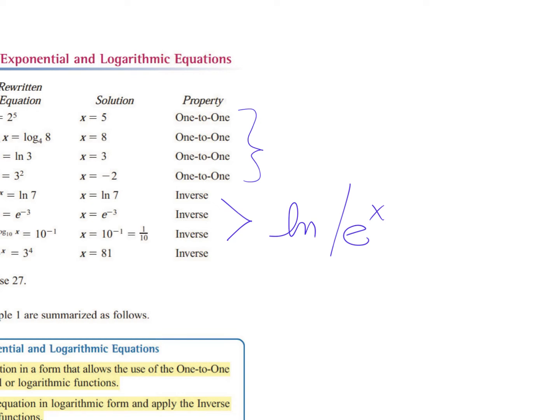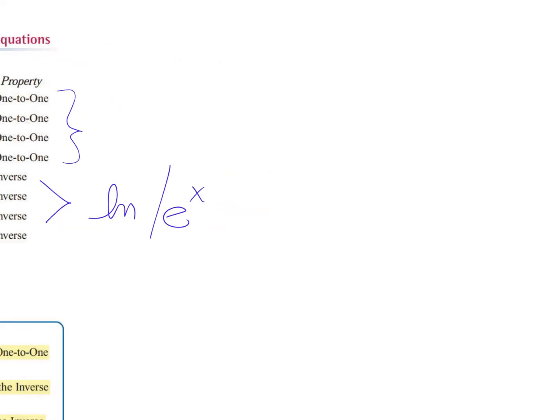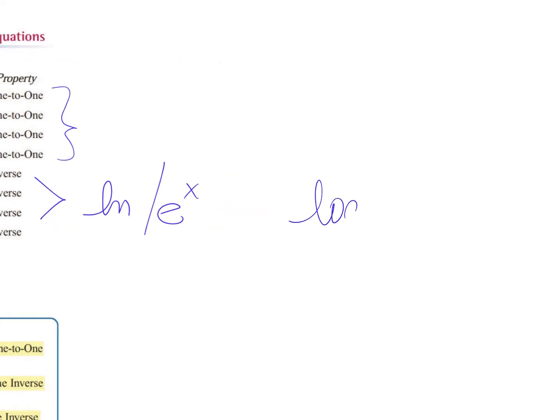If you start off with an e in your problem, you know at some point you're going to take the natural log. If you start off with a natural log, you know at some point you're going to have to raise something to e to the x. And then your other exponentials would be log and 10 to the x. Those are inverses of each other. These are inverses of each other. This is how we're going to undo to solve.